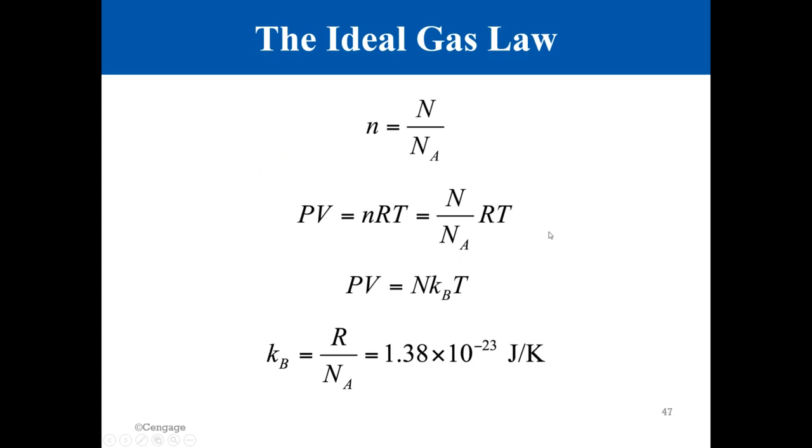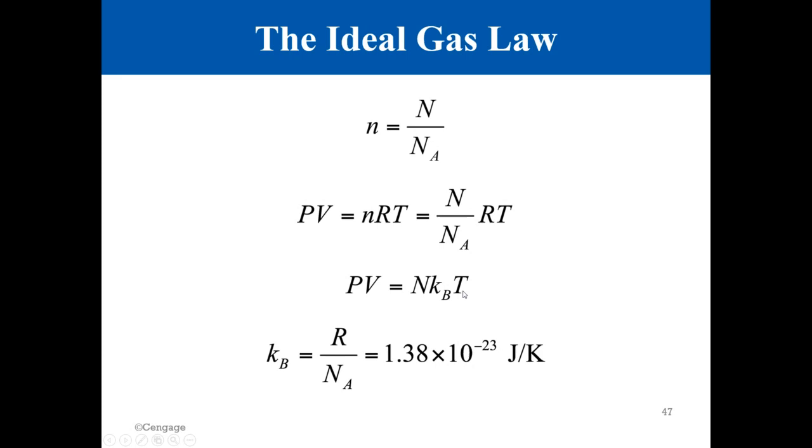Here are some useful equations. If you want the number of moles, say you have N number of atoms, you divide that number by Avogadro's number. As simple as that. So the number of moles n, you get by dividing the number of atoms by Avogadro's number. So we arrive at this equation here, and the ratio between R and Avogadro's number is a constant, because R is a constant.